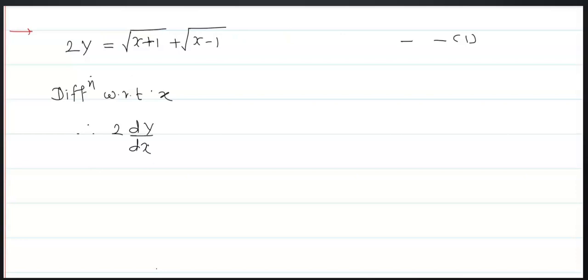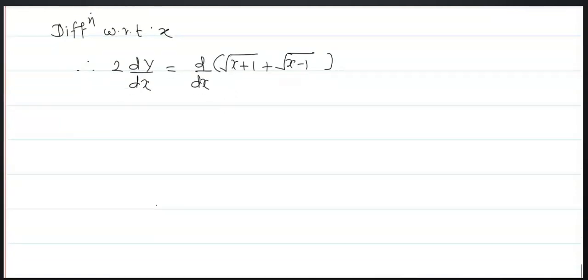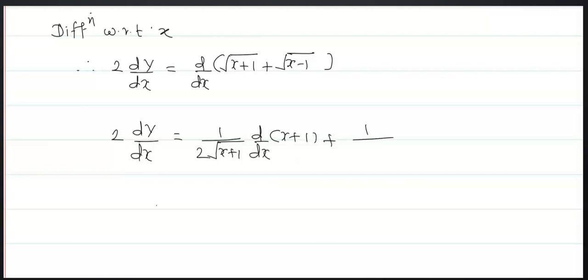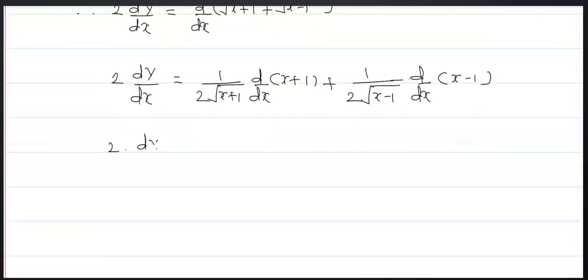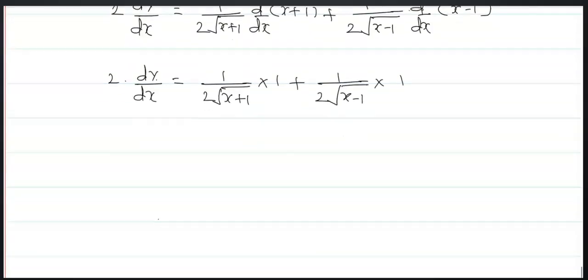That is 2 into dy by dx. The derivative of the root of x plus 1 plus the root of x minus 1. Therefore, 2 dy by dx is equal to 1 upon 2 times the root of x plus 1, into d by dx of x plus 1, plus 1 upon 2 times the root of x minus 1, into d by dx of x minus 1. 2 into dy by dx, that is 2 root of x plus 1, 1 upon 2 root of x minus 1.